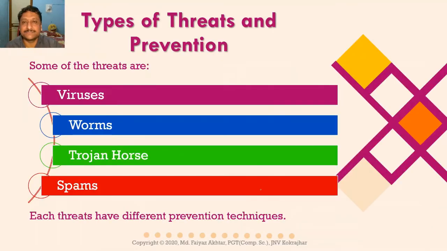Threats and prevention. The types of threats and prevention. What are the threats? Viruses can attack our computer. Worms may be there. Trojan Horse is a special type of virus which can attack our computer. Spam is another type of malicious technique. These are the popular threats which can attack our computer.